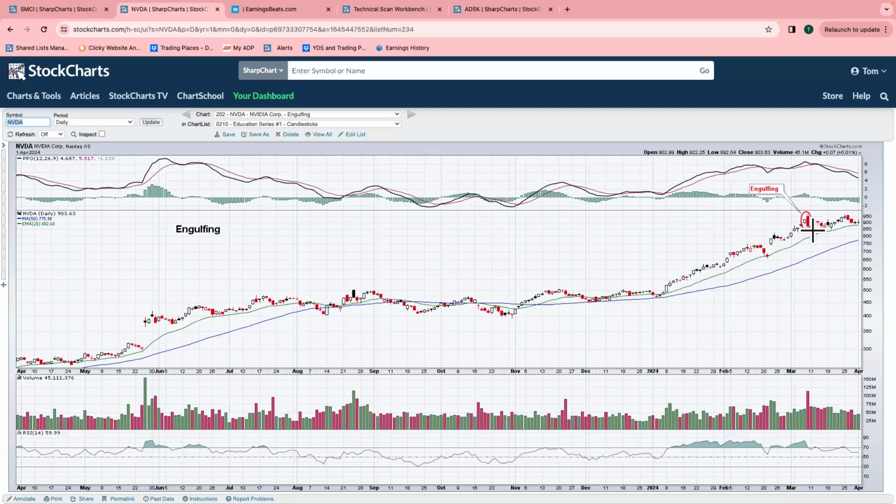But NVIDIA also is probably, if not the best performing stock over the last year, it's right up there. If we only look at large cap stocks, I can't really think of one right now that's doing better or has done better than NVIDIA over the last year and a half. But there's your bearish engulfing. Look at the volume much heavier, so that adds to the bearishness in the near term. It just means we've got to see this breakout.